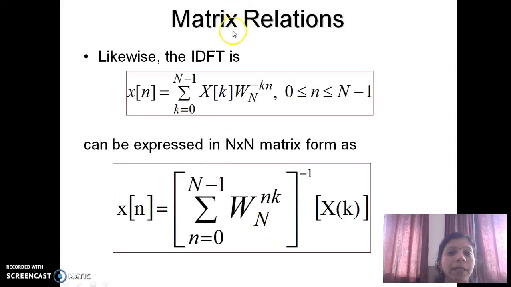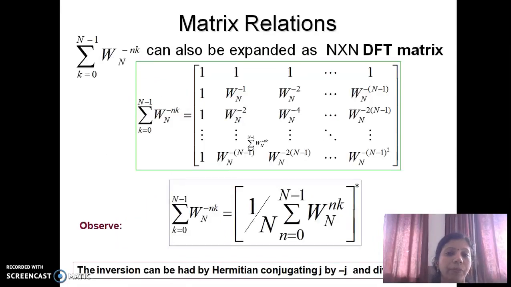So this is the matrix representation for the IDFT. So we have x of n like this. In the IDFT we have W_N raised to minus kn instead of plus kn, where the range of small n is from 0 to N minus 1. Similarly, here x of n can be represented in matrix form, and here x of n is a matrix. This is also a matrix, and this X of k is to be multiplied by the inverse of the twiddle factor matrix. So this is written in the matrix format.